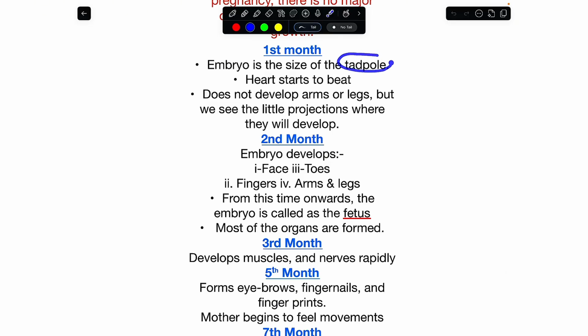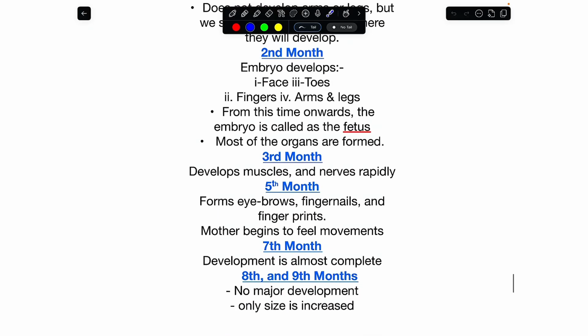For the first month, the embryo that we have within the mother's body is the size of a tadpole, and the heart of the embryo would start to beat. It would not develop the arms or the legs, but we see some little protrusions or projections at those points where later the arms and the legs would develop. In the second month, the embryo, which would now be called a fetus, would develop the face, the toes, the fingers, arms, and legs. And from this time onward, this is the fetus with us now. And by the end of the second month, most of the organs are formed within the fetus.